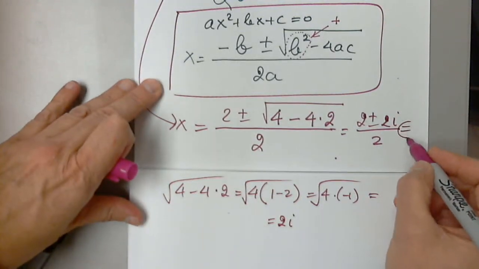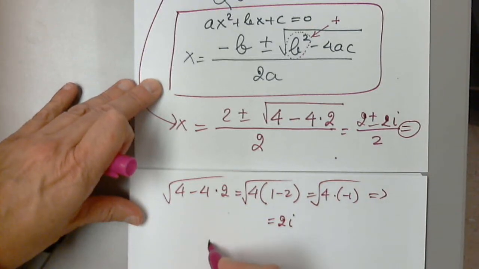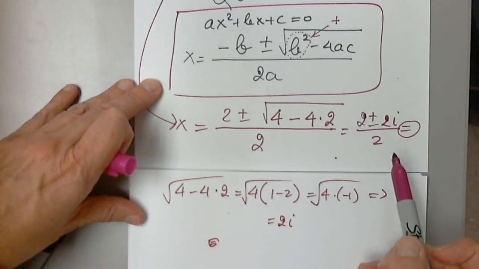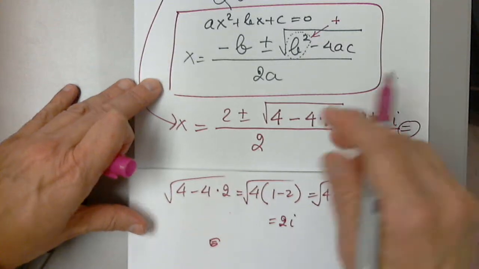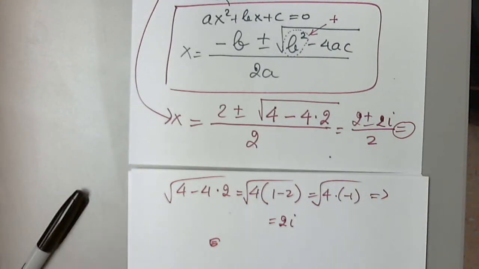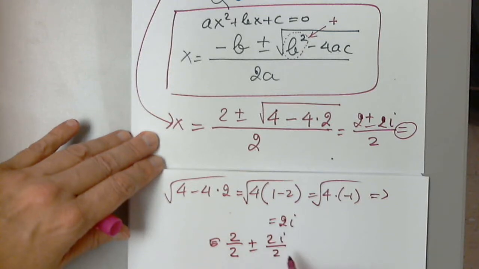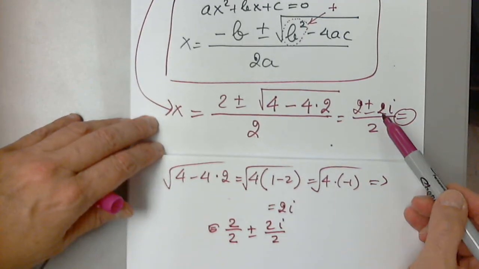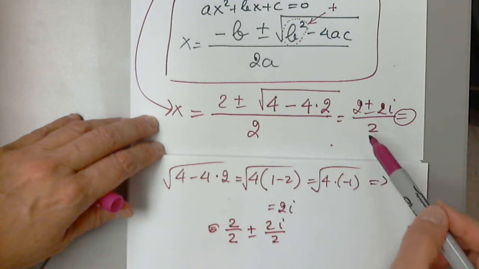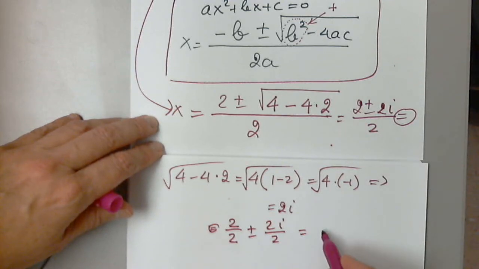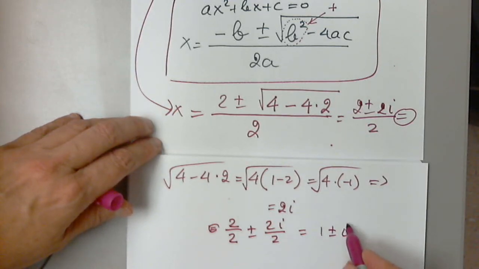We have to continue simplifying it. So we have 2 over 2. I split it in 2 fractions. Careful. One option is 2 over 2 plus or minus 2i over 2. The other option is to factor out a 2 and simplify. So we get 1 plus or minus i.